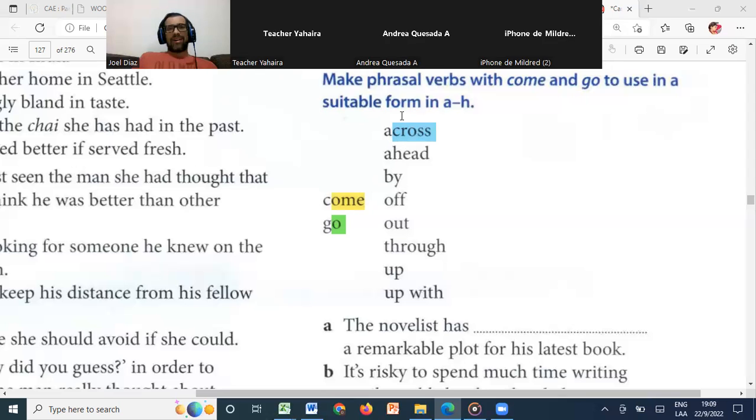So I think it's Jahaira again. For example, up, which one do you think goes with up? Come up. That will be go up. Okay, go up. And Andrea, the last one, up with. Go up with. Believe it or not, it is come up with. Oh my God. Don't worry, don't worry.